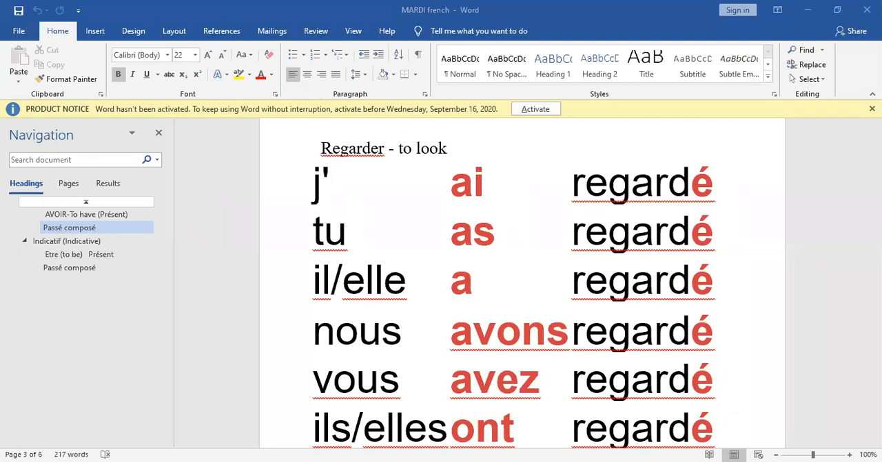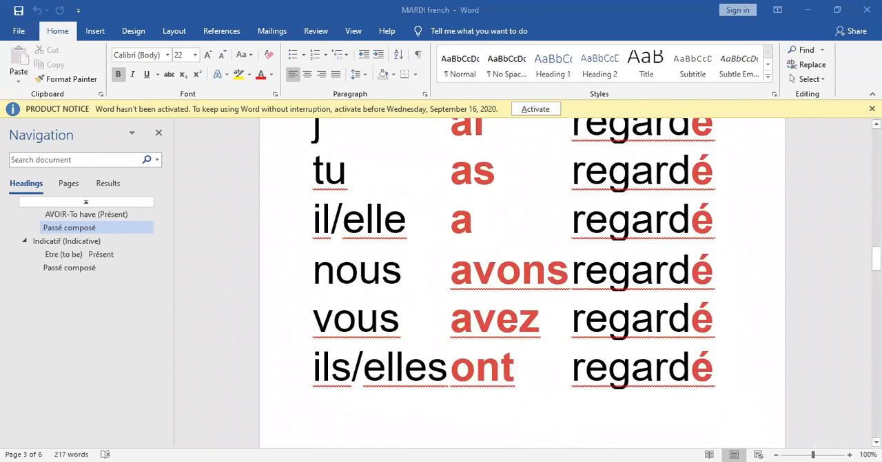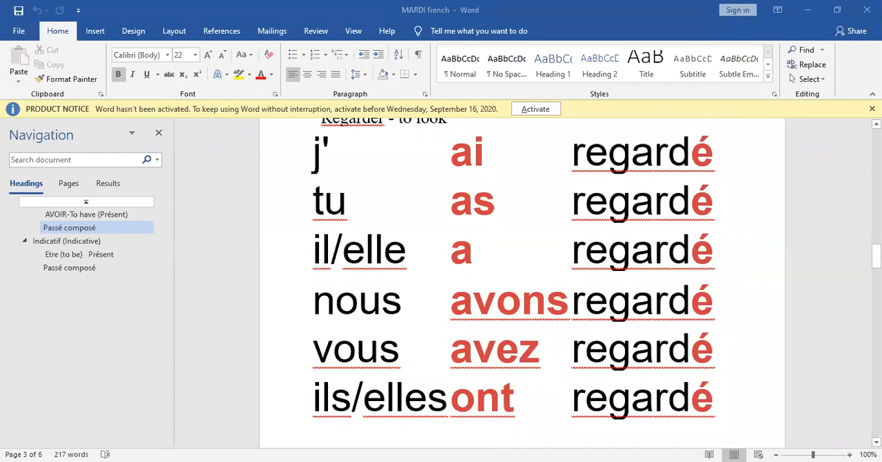Bon. Avez-vous copié? Vous avez copié? Je vais vous donner 2 minutes seulement. J'ai regardé, tu as regardé, il, elle a regardé, nous avons regardé, vous avez regardé, ils ont, elles ont regardé.